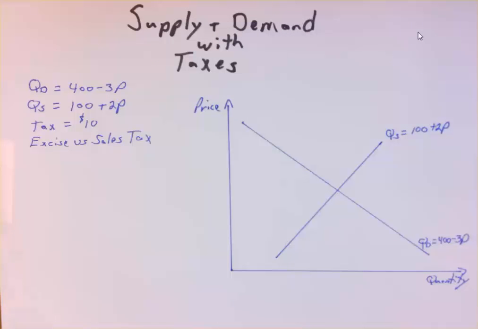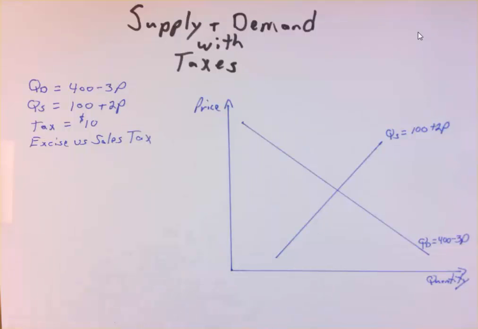So this is a little problem that I just made up. We have a demand curve of 400 minus 3p and a supply curve of 100 plus 2p and a tax of $10. And then we want to know how to manipulate the supply and demand curves under the excise tax and under the sales tax.